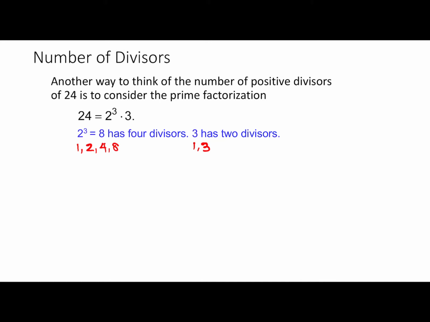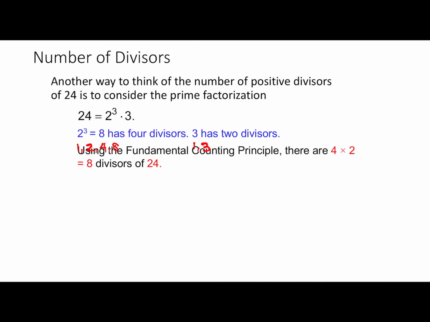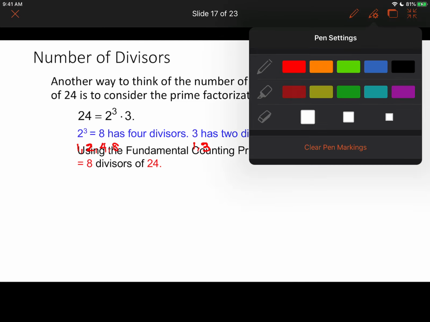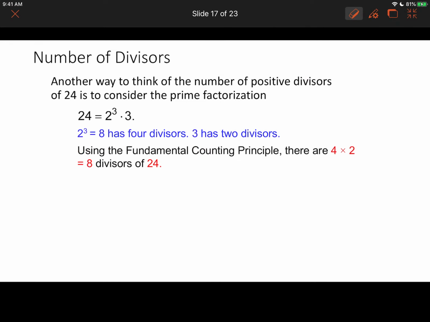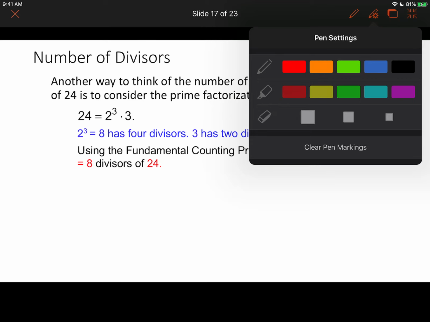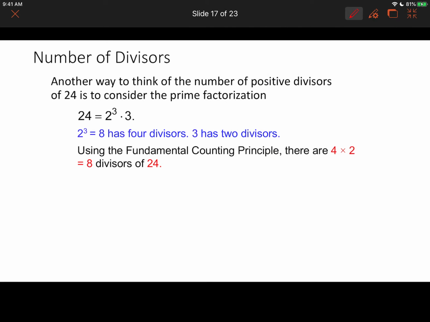We saw that in the table in the first video for this section. So if I use the fundamental counting principle here, to multiply, there are 4 times 2, or 8, total divisors of 24.